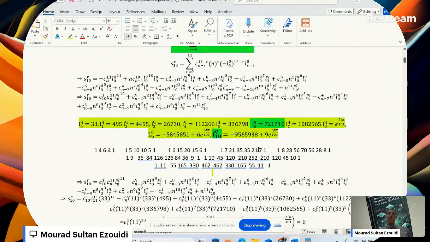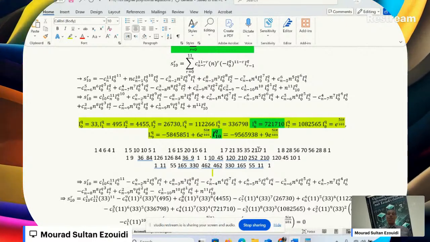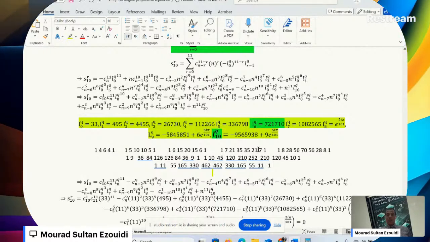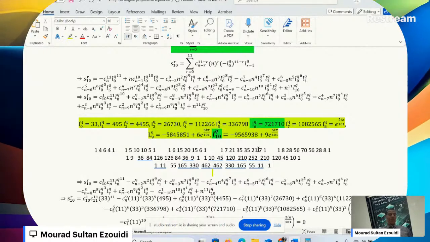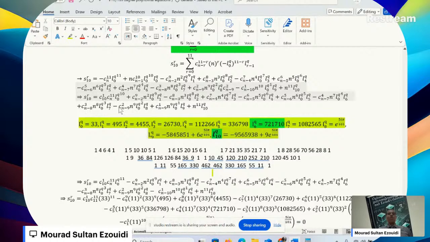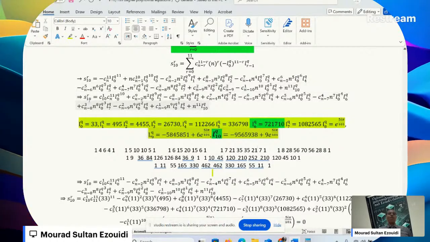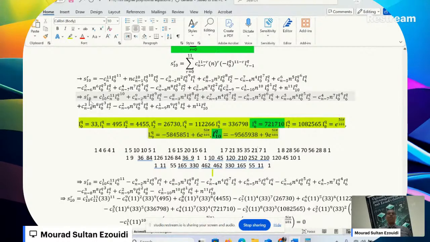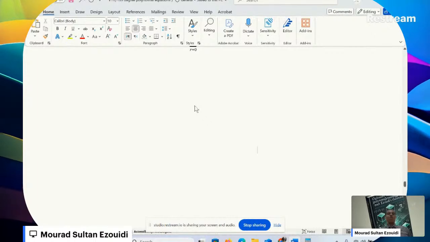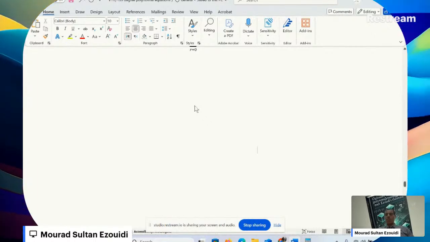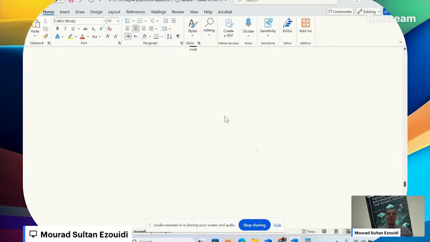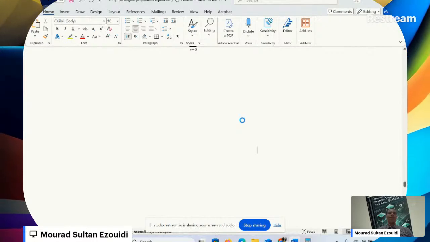Or in other words, alpha equals 33 divided by 11 equals 3 is a root, where 2 is its order of multiplicity. So here we obtain the formula that will give us the 11th coefficient of our new 11th degree equation, and we make our substitution in this formula of Mourad Sultan Ezouidi, and we got the value of S10.